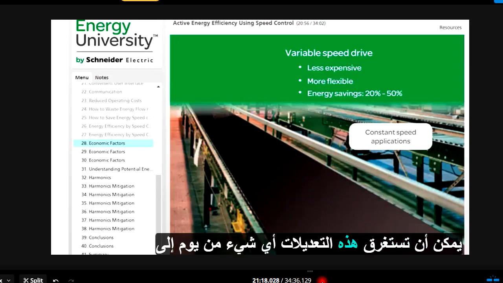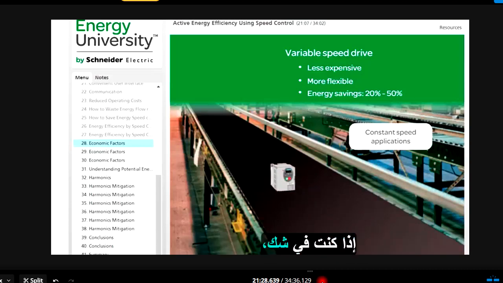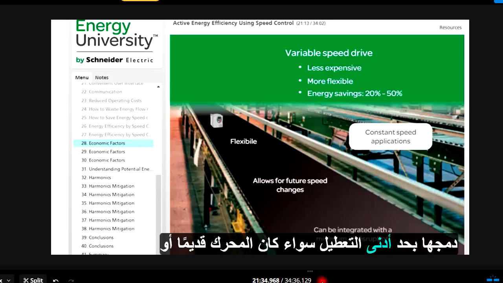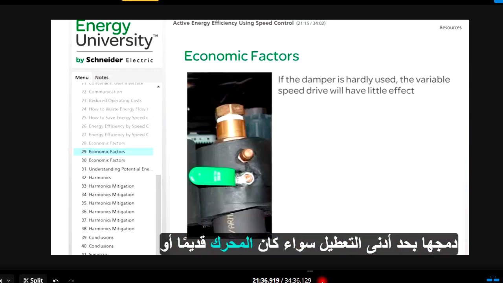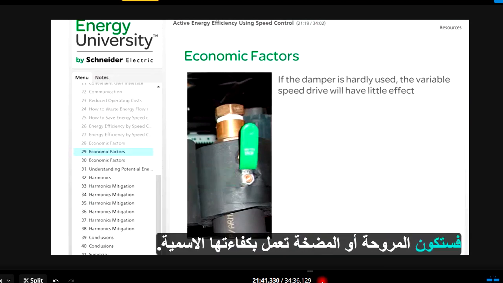These adjustments can take anything from a day to a week or more to carry out depending on the situation. In many cases, a VSD can be installed in a few hours. If in doubt, a VSD provides the best flexibility since it allows for future speed changes and can be integrated with a minimum of disruption. Whether the motor is old or new, if the damper is normally set fully open, the fan or pump will be running at its nominal efficiency.